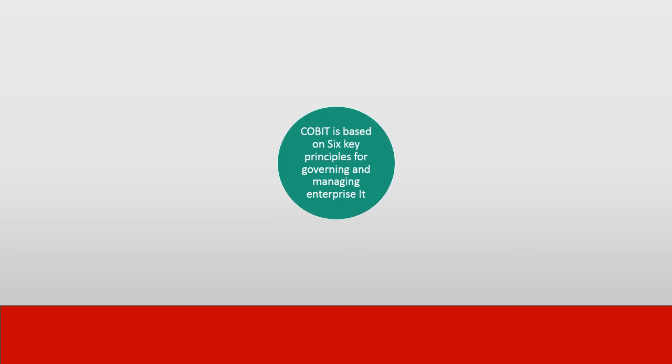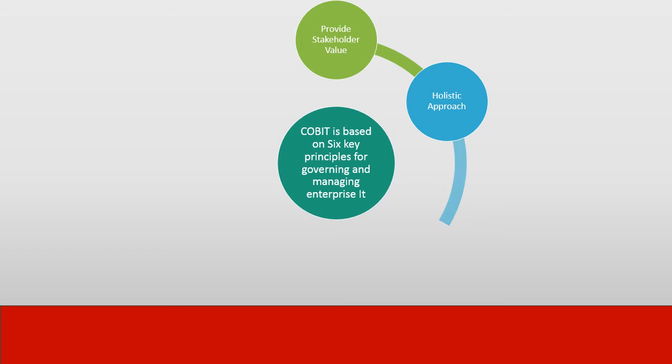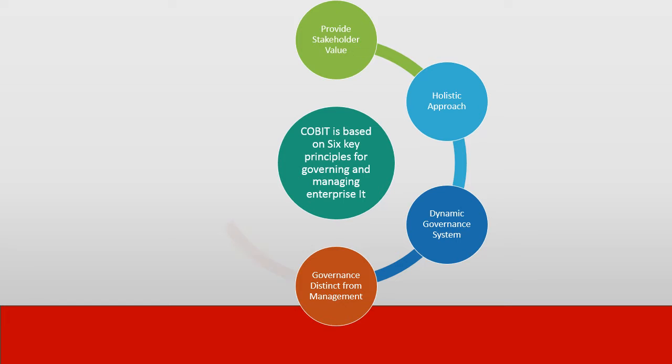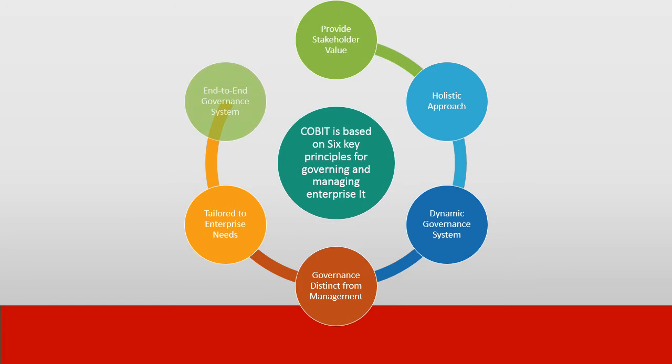COBIT is based on 6 key principles for governing and managing enterprise IT. They are: provides stakeholder value, holistic approach, dynamic governance system, governance distinct from management, tailored to enterprise needs, and end-to-end governance system.